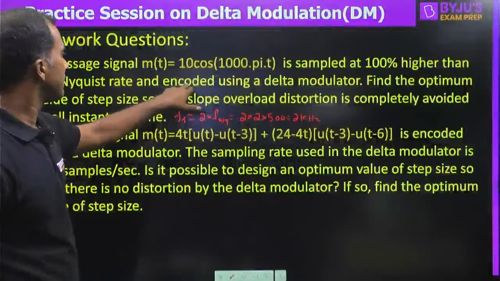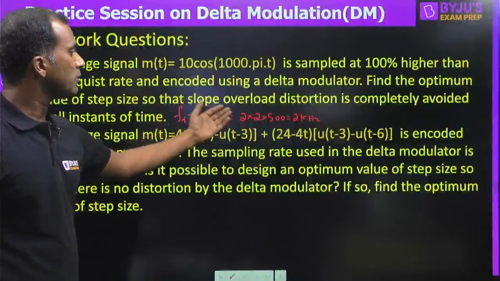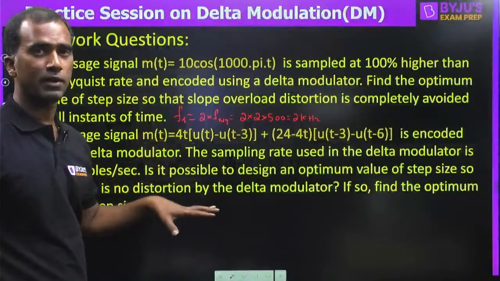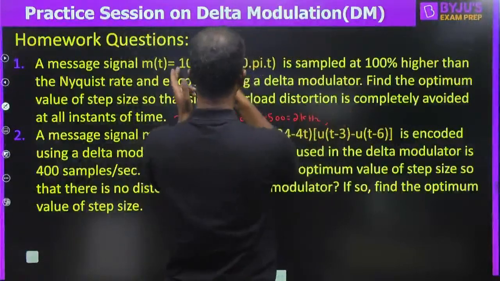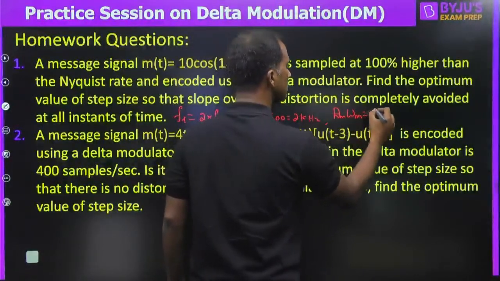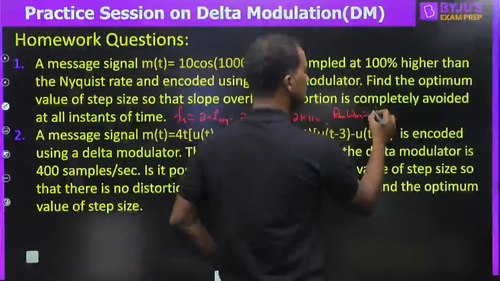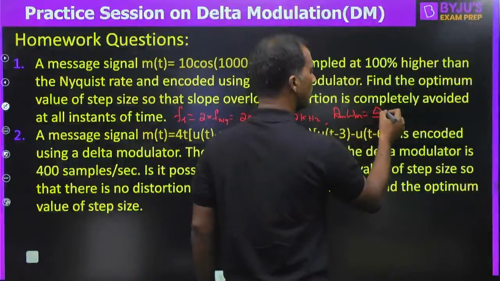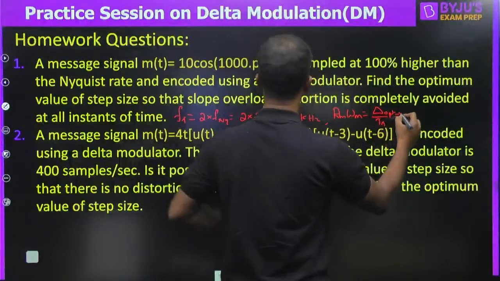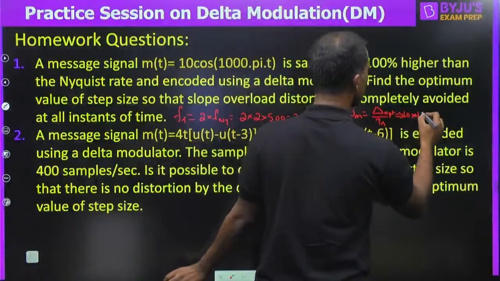Next, the sampling rate we know, and it is encoded using a delta modulator. Find the optimum value of step size so that slope overload distortion is completely avoided at all instants of time. If you want slope overload distortion to be avoided, we know the condition. Since it is a sinusoidal signal, the condition is Am times omega m should be less than or equal to delta by Ts. Since they are talking about the optimum value of step size, we can take the equal to condition. This gives the optimum step size to avoid slope overload distortion. Am we know is 10, and omega m is 1000 pi.